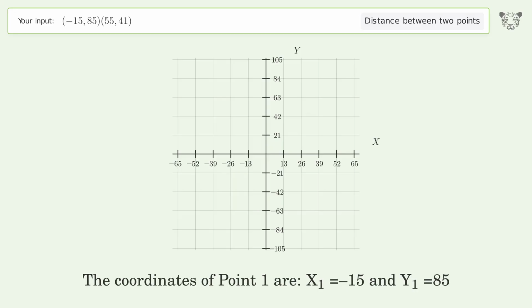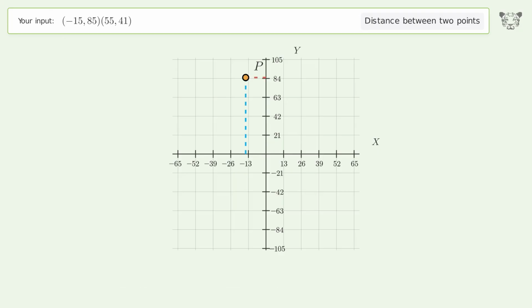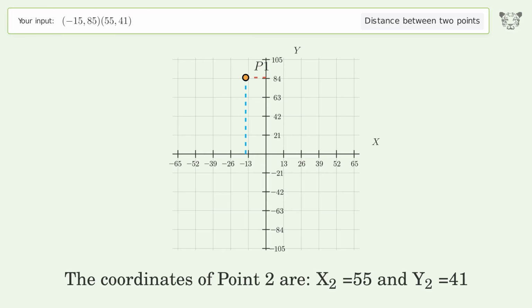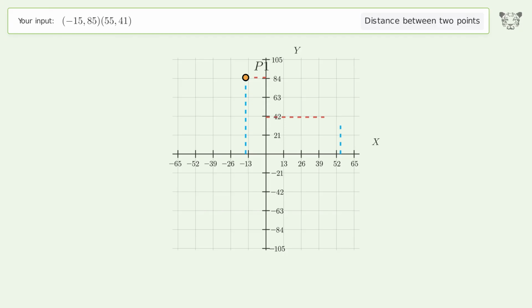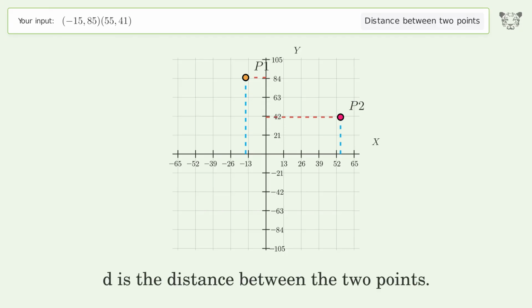The coordinates of point 1 are, x1 equals -15 and y1 equals 85. The coordinates of point 2 are, x2 equals 55 and y2 equals 41. D is the distance between the 2 points.